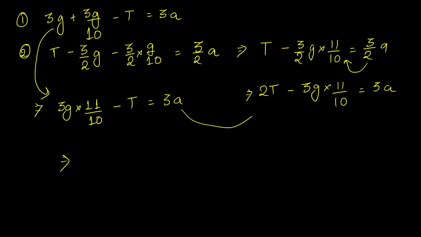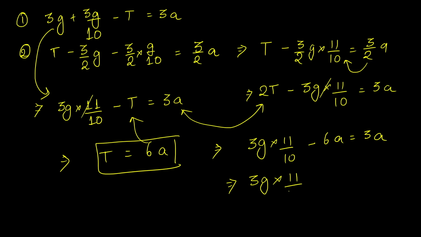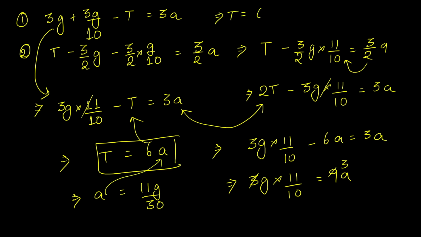Now let us add these two equations. Then this term and this term will get cancelled and 2T minus T will be T, that is equal to 6a. So tension is equal to 6a. Now putting this value of T over here, then we will get 3g multiplied by 11 upon 10 minus 6a is equal to 3a, that is 3g multiplied by 11 upon 10 is equal to 9a. Now there is just maths and you need to be good at it in order to not commit any mistake. So from here this 3 times 3 will be 9. So a will be equal to what? 11g upon 30. Now putting this value of a over here, we will get T is equal to 6 multiplied by 11g upon 30. So this 6 times 5 will be 30, that is equal to 11g upon 5.